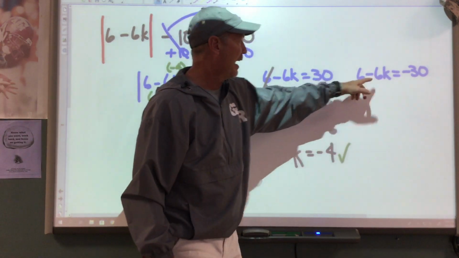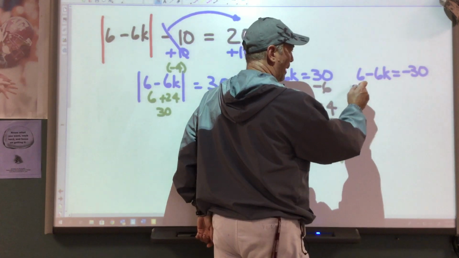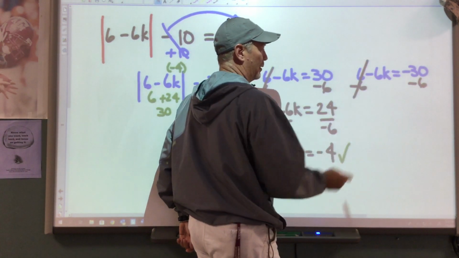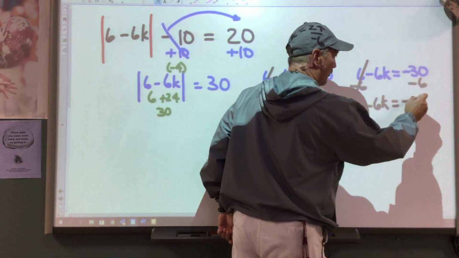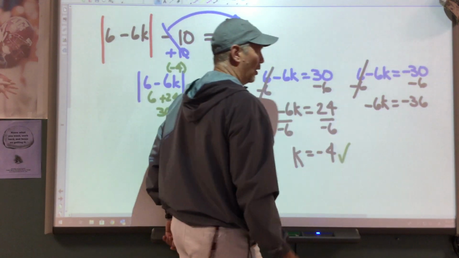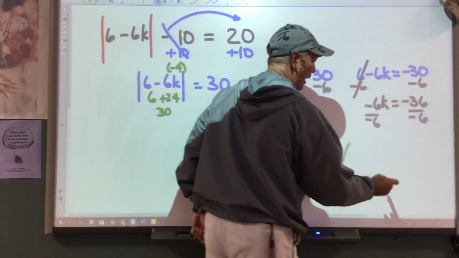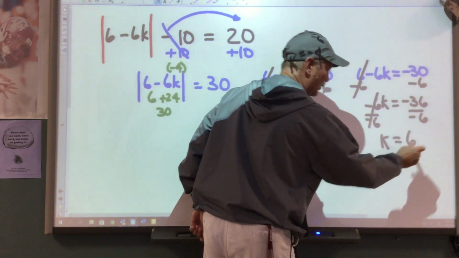All right, let's work this half. All right, so we're going to go minus 6 minus 6. This is going to cancel. Negative 6k equals a negative 36. When I divide by negative 6, the negative 6 cancels, and I get k equals a positive 6.